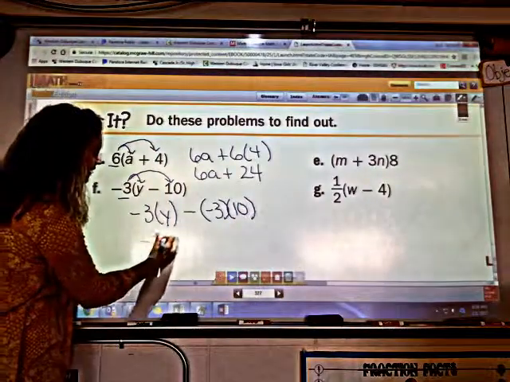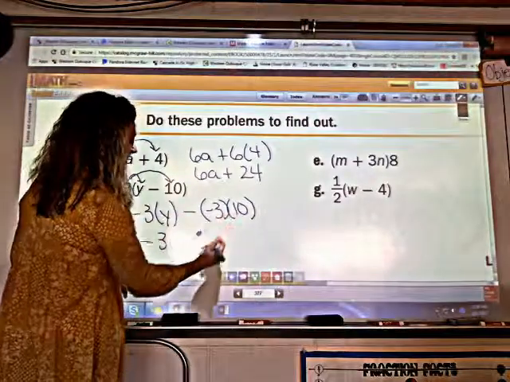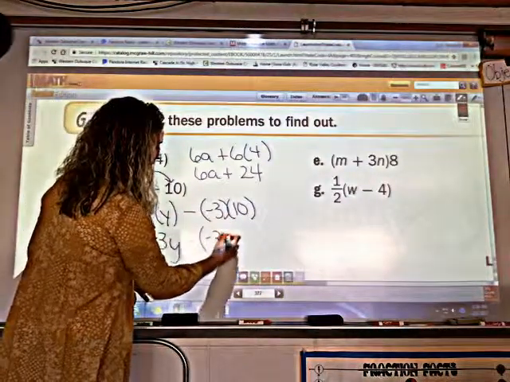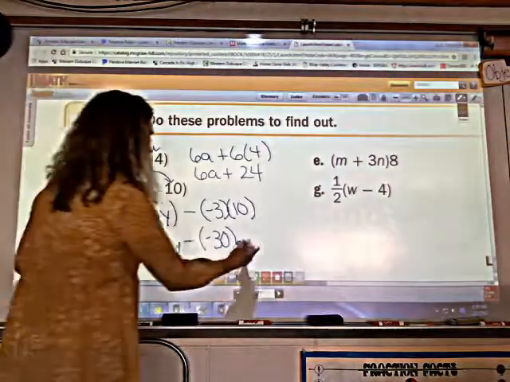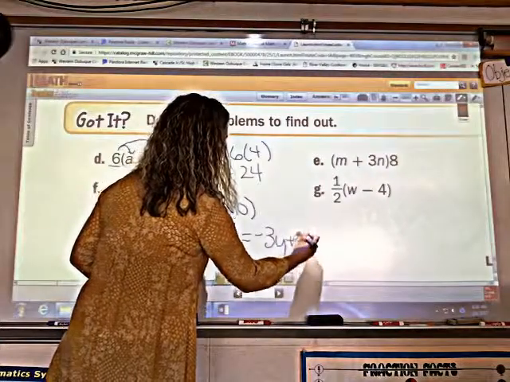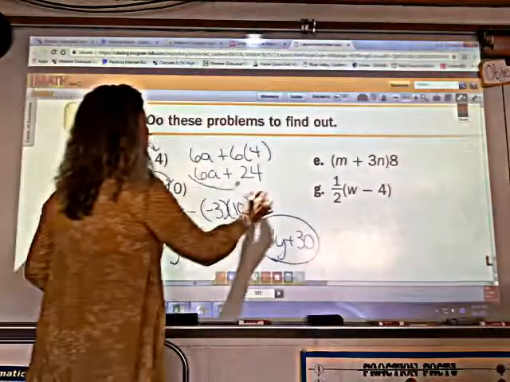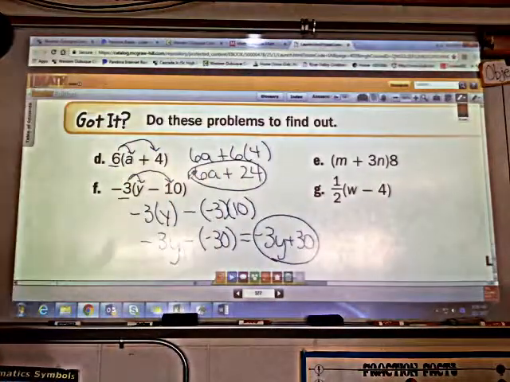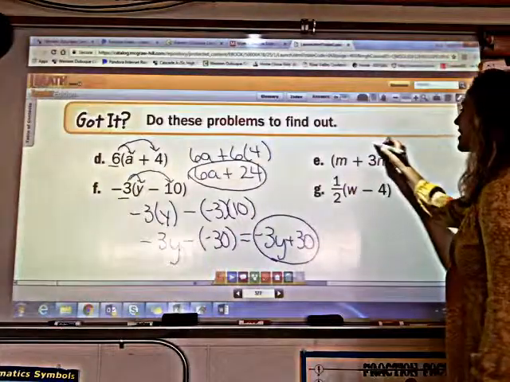Negative 3 times y would be negative 3y, minus negative 3 times 10 is negative 30. And technically when we're subtracting a negative, we can rewrite that as a positive, so negative 3y plus 30. Okay, so there's those first two. Again, rewriting and simplifying.